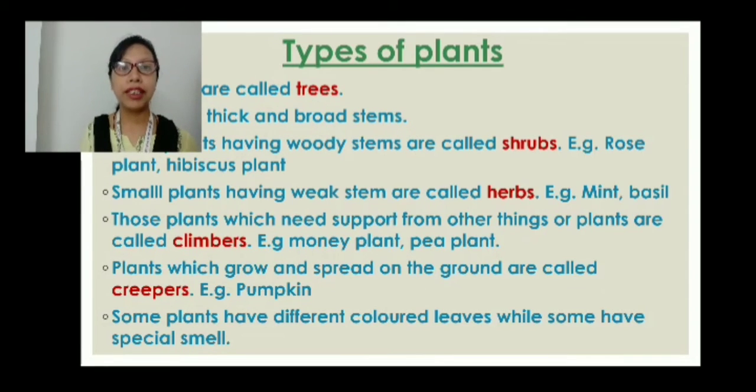For example, mint, basil. Then we have got some plants which need support from other things or plants, and these are called climbers. For example, money plant, pea plant. And then we have got some plants which grow and spread on the ground, and these plants are called creepers. For example, pumpkin. And at last we have got that some plants have different colored leaves while some have special smell. So these are some of the types of the plants that we have got in this lesson.